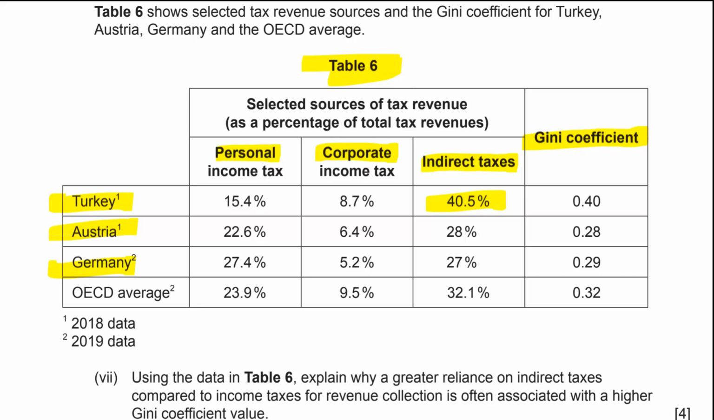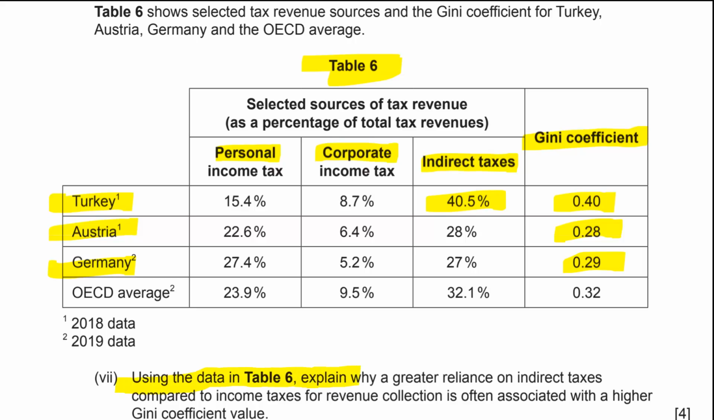So for example, Turkey's got a Gini coefficient of 0.4, which is not great when you consider the other countries in the sample, like Austria and Germany, that have much lower Gini coefficients of 0.28 and 0.29 respectively. Remember, closer to 0, the less inequality, and the closer to 1, the more inequality. So if you want a more equal society, then you want to look for one where the Gini coefficient is smaller, closer to 0. Okay, so let's go ahead and have a look at the actual question.